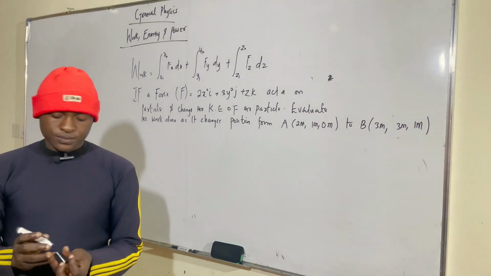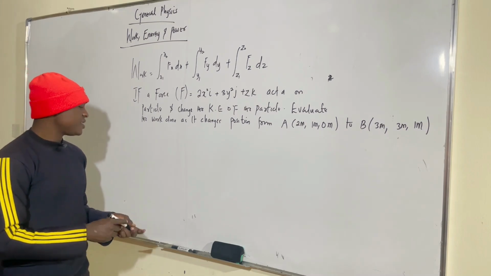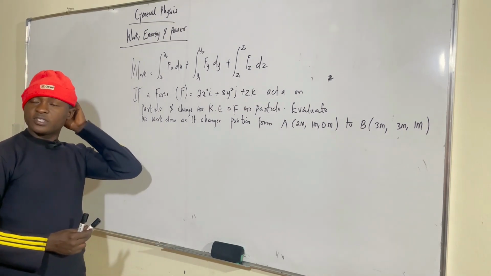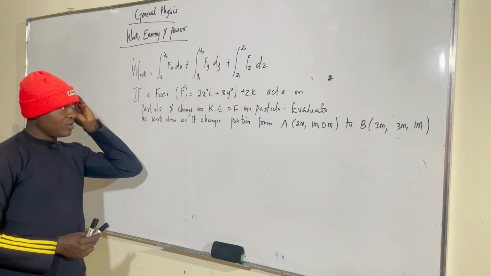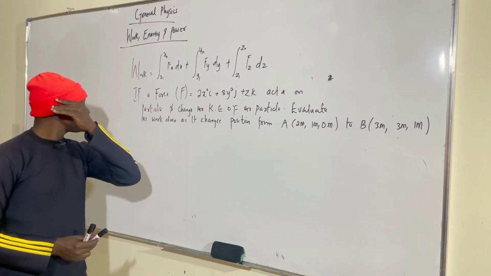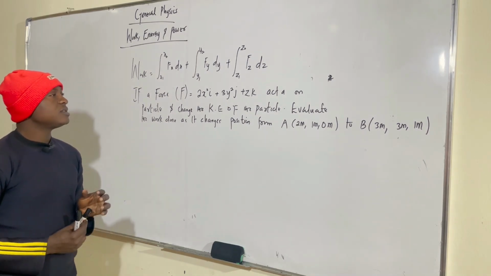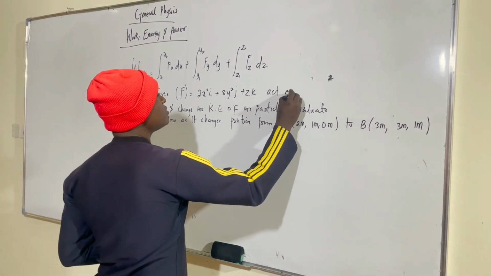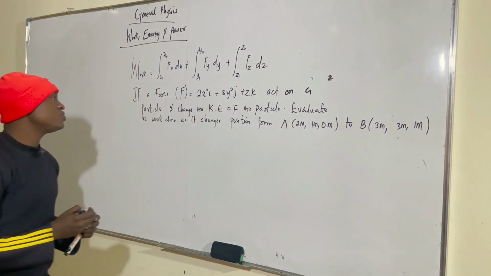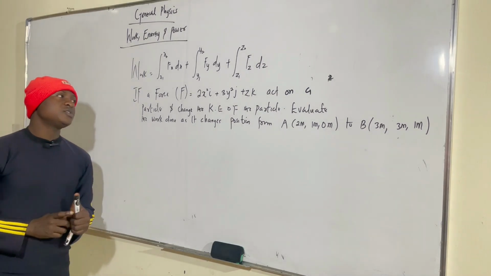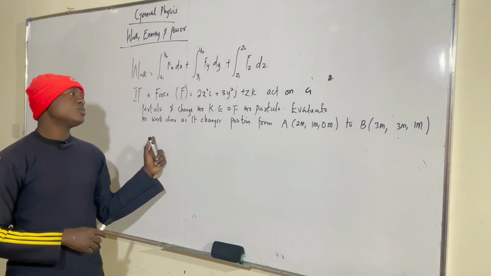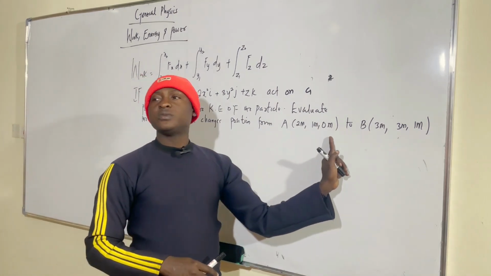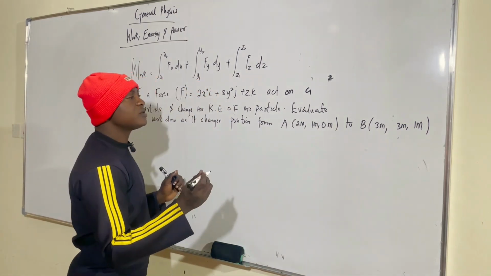So now the question specified, they said if a force F is equal to 2x squared i plus 3y squared j plus zk acts on a particle and changes the kinetic energy of the particle, evaluate the work done as it changes position from 2 meter, 1 meter, 0 meter to B. Just like, let me explain the concept of this one.